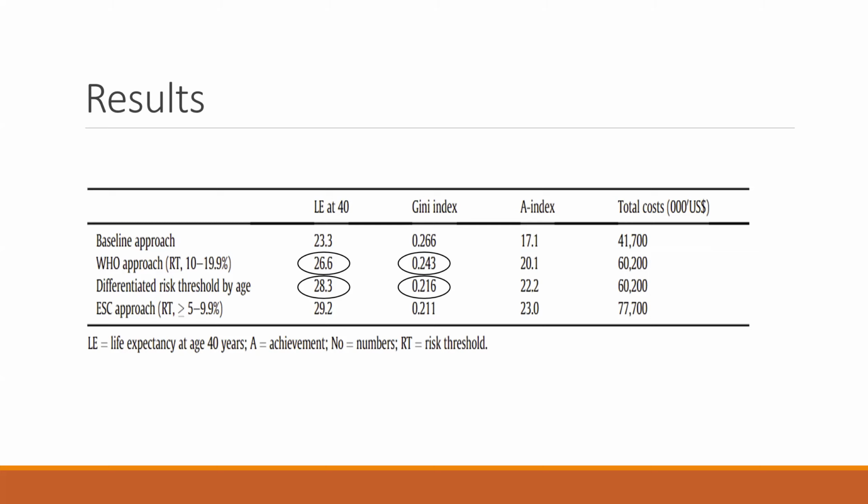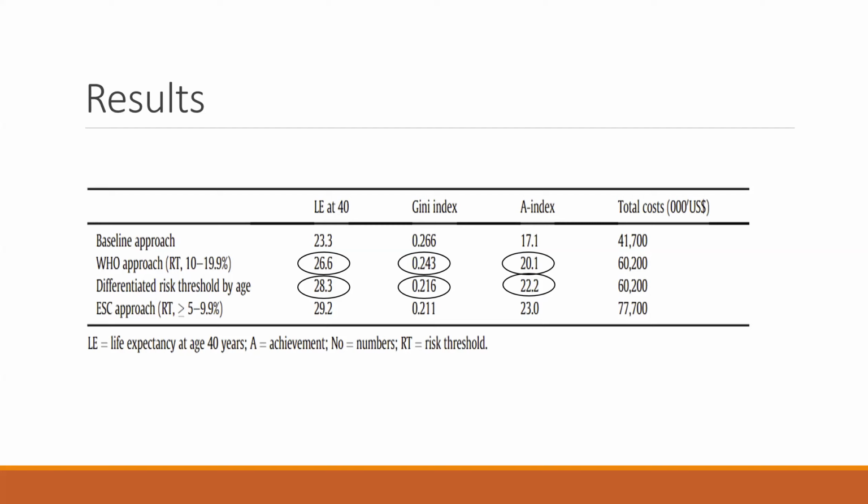We also showed that these approaches did not have any distributional conflicts: the approach which reduced the inequality was also the approach which was more efficient in terms of increasing the life expectancy at the age of 40. But one thing that we did is that we had to make sure that these two approaches had the same total cost, so that we can compare these approaches regardless of the costs.